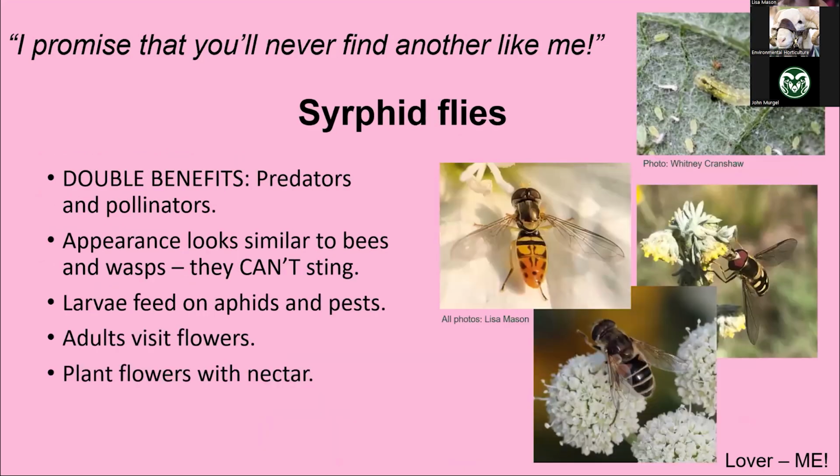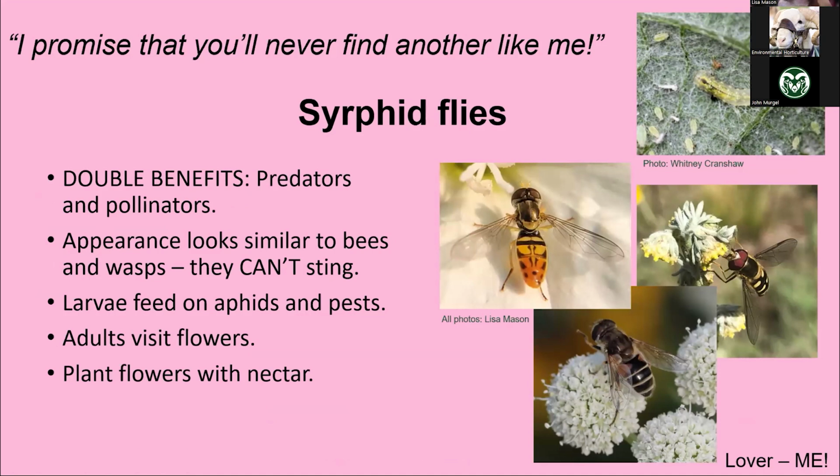Another one is our syrphid flies, because syrphid flies provide double benefits. They are predators and pollinators. So here is the larva of a syrphid fly, and see all the little aphids in this picture? It is going to town on those aphids.